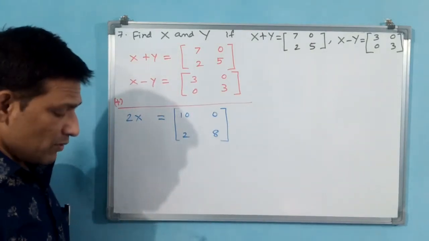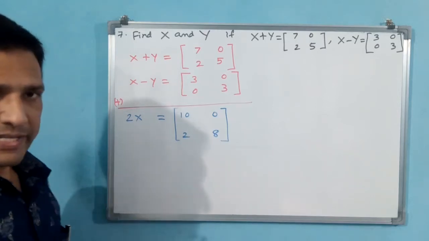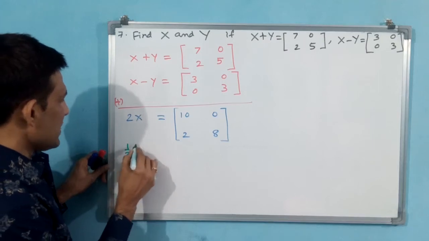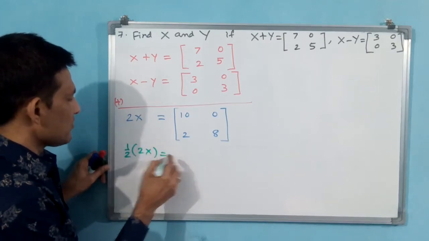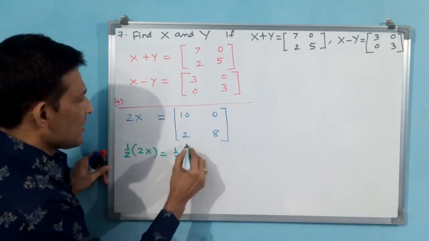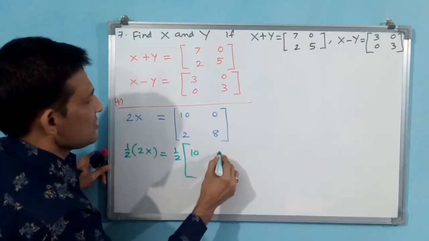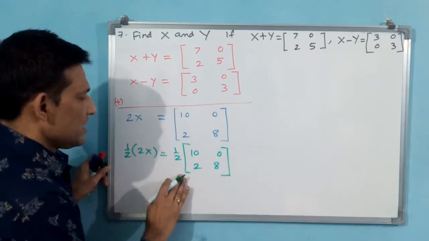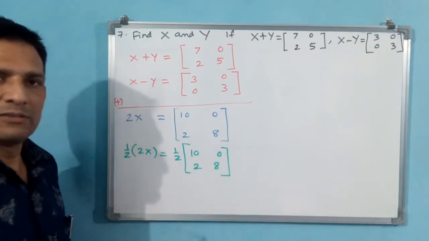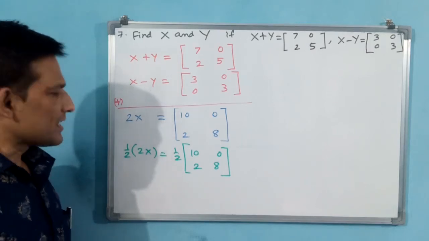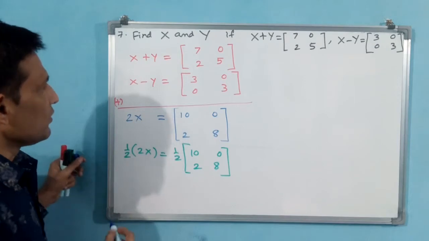Now you simply observe what I am doing. You want x, not 2x. So 1 by 2 of 2x. That means you are multiplying with a scalar on both sides. 1 by 2 of 10, 0, 2, 8. Next part, directly we will do it. We need not go this much low level, but you have to understand first. That is why I am doing this one.